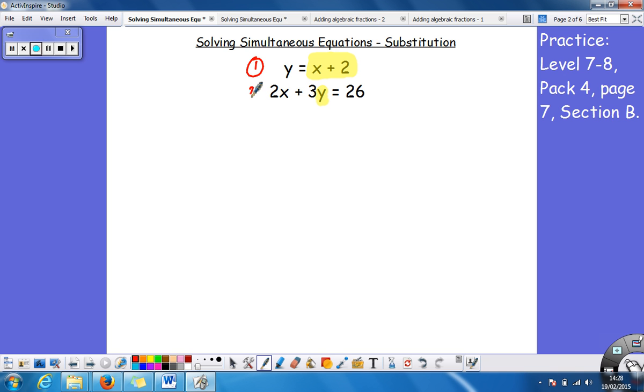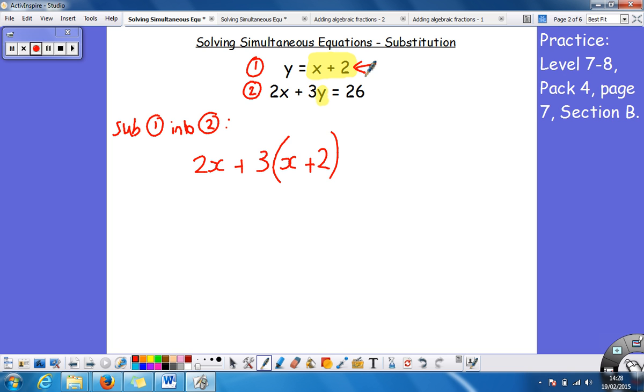So let's number them 1 and 2. And I'm going to substitute 1 into equation 2. So y is equal to x plus 2. Well, first of all, we've got 2x. That hasn't changed. There's no y's there. And then I've got 3 times whatever my value of y is. And we know that my y is x plus 2. That all equals 26. I'm going to expand my brackets. So I'm going to get 2x plus 3x plus 6. Thought that said 12 for a moment there. 3x plus 6 equals 26.